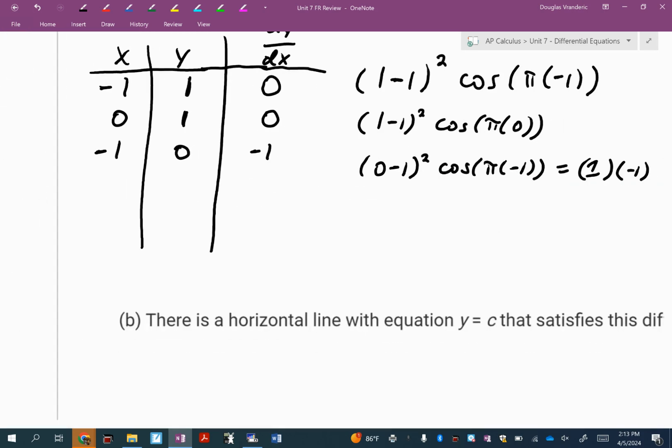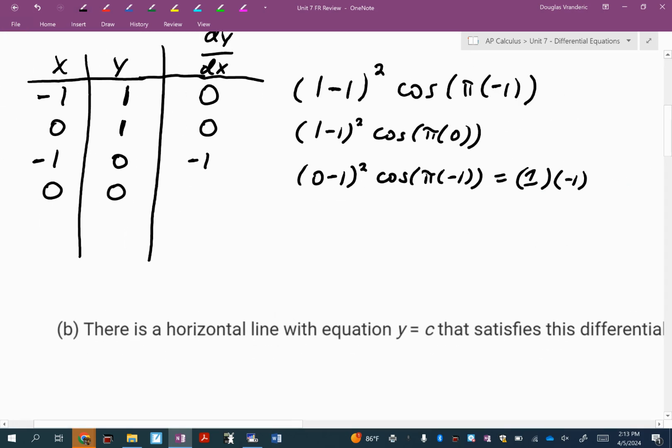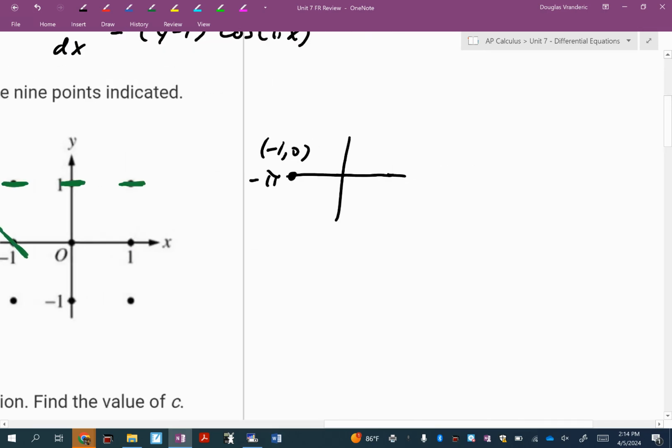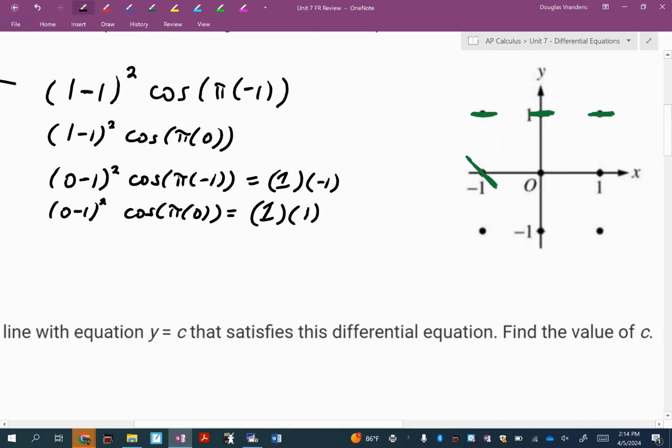Next one is the one I would have done first. 0, 0. So 0 minus 1 squared times the cosine of pi times 0. Now we just did the 0 minus 1 squared. We got 1. Now this is going to be the cosine of 0. So going back to my sketch here, 0 radians is right here. What's that ordered pair? 1, 0. What is the cosine of 0? Is 1.